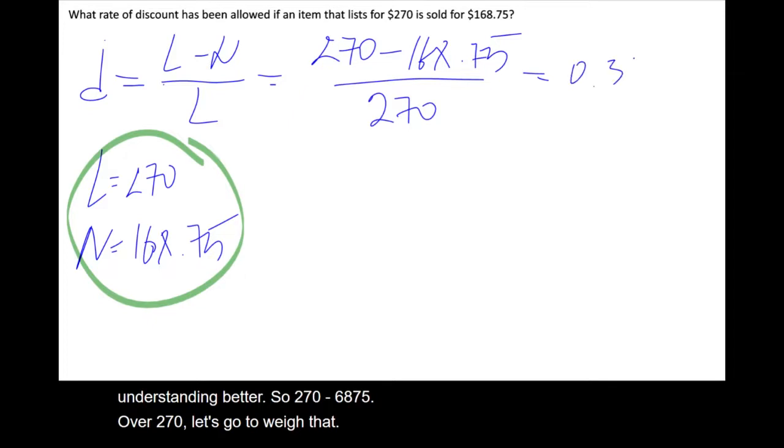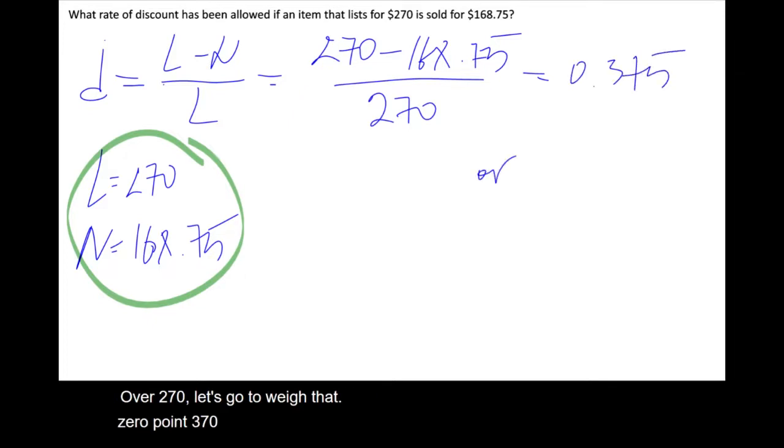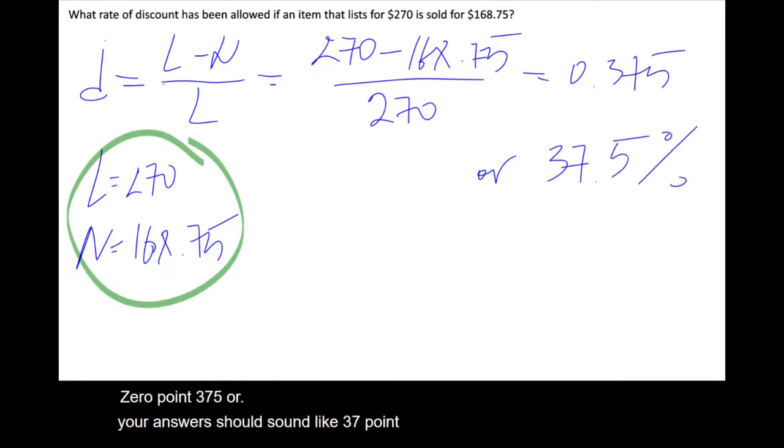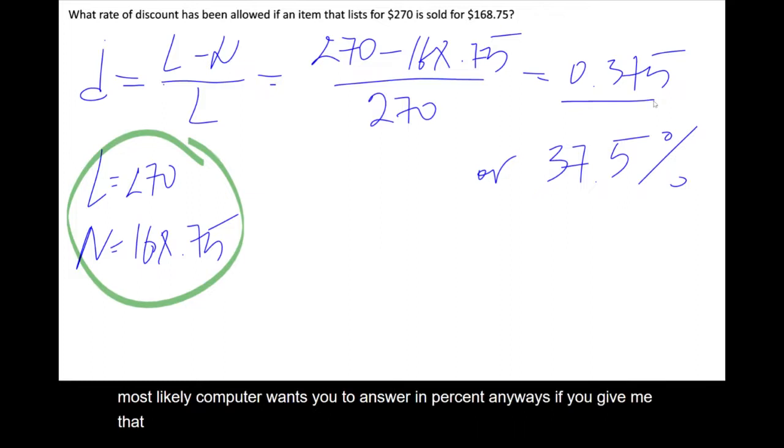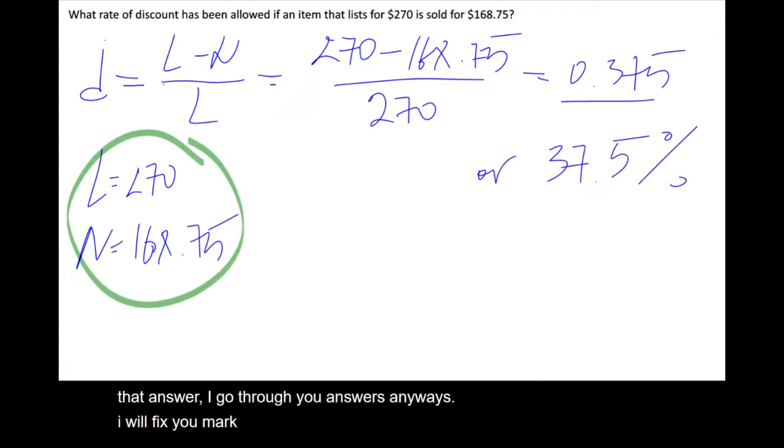So 0.375, or your answer should sound like 37.5%. Most likely the computer wants you to answer in percents. Anyways, if you give me that answer, I go through your answers anyways. I will fix your mark, so nothing to worry about. So let me know when we can continue.